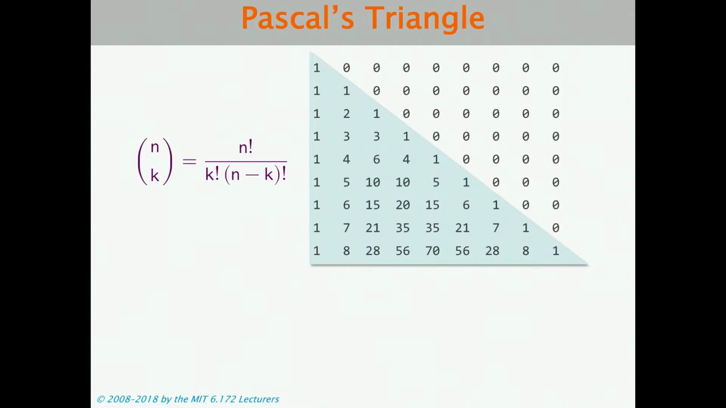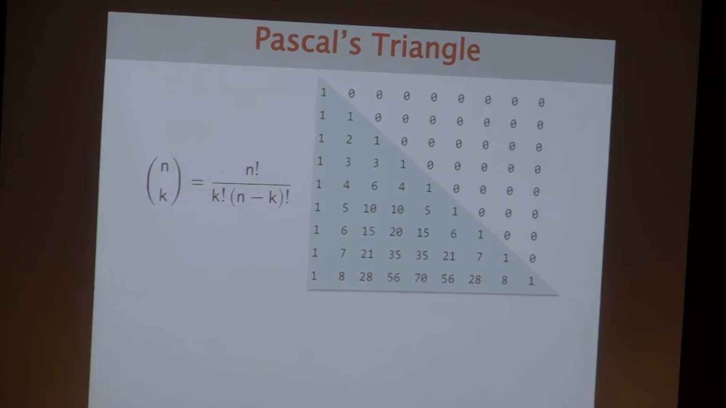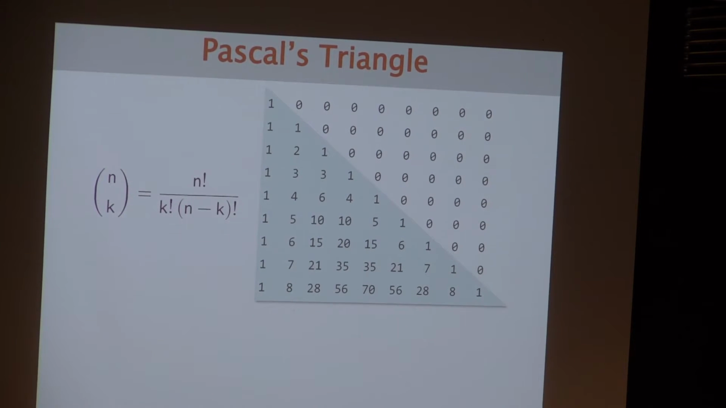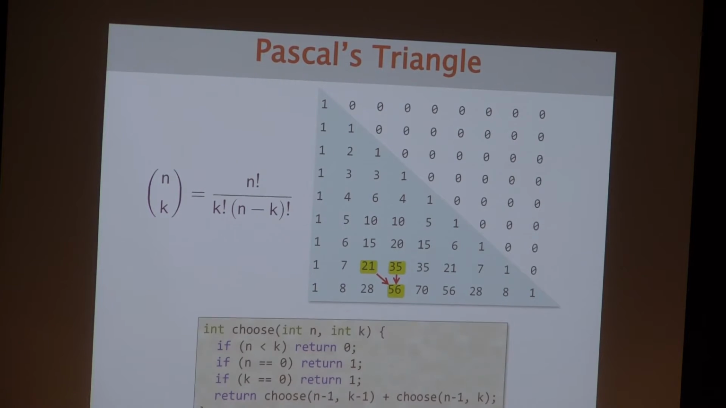So here's what Pascal's triangle looks like. On the vertical axis, we have different values of n. And then on the horizontal axis, we have different values of k. And then to get n choose k, you just go to the nth row and the kth column and look up that entry. Pascal's triangle has a nice property that for every element, it can be computed as a sum of the element directly above it and to the left of it. So here, 56 is a sum of 35 and 21. And this gives us a nice formula to compute the binomial coefficients.